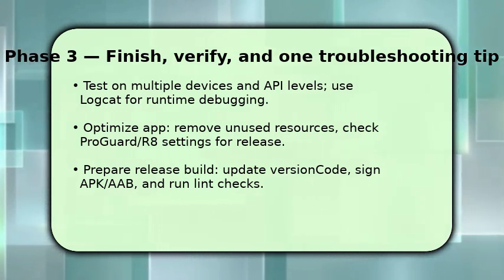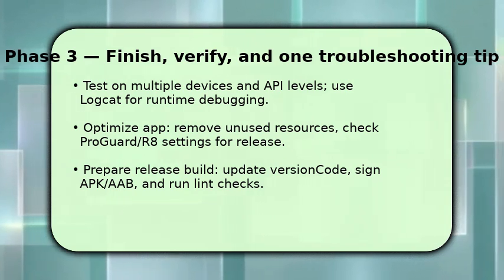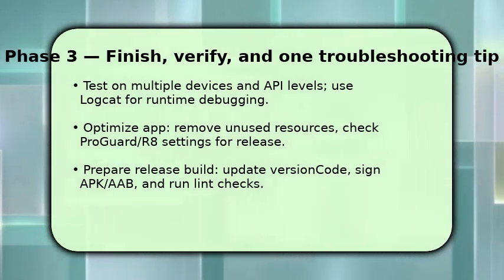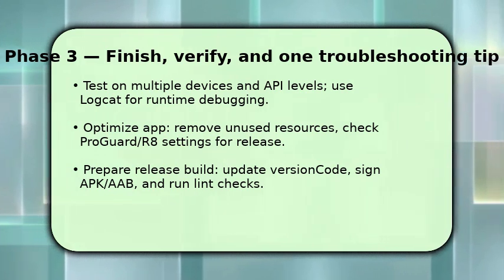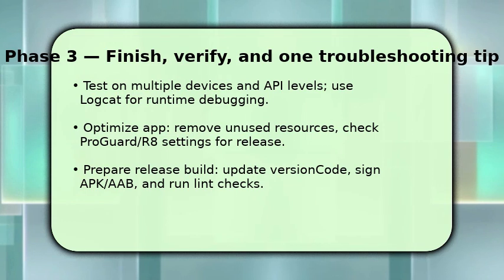When ready to ship, increment version code and produce a signed APK or AAB, run lint and unit tests before release. If something goes wrong, check Gradle console first, then clear caches and rebuild. That fixes most build-related issues.